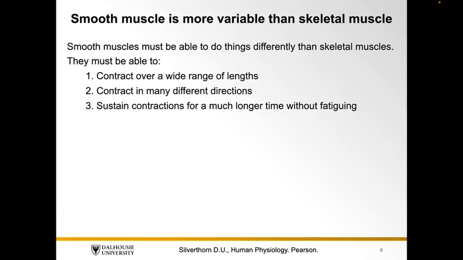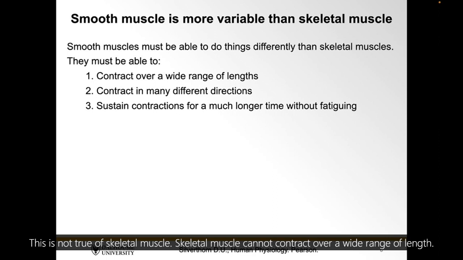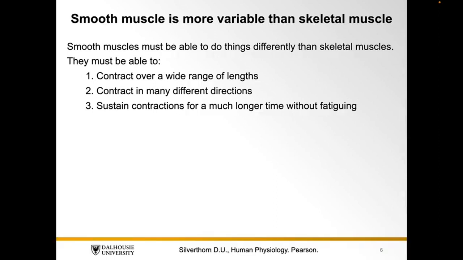And if you remember the tension-length relationship that we talked about with skeletal muscle, this is not true of smooth muscle. Skeletal muscle cannot contract over a wide range of lengths. They really need to be in this optimal starting position in order to create tension.